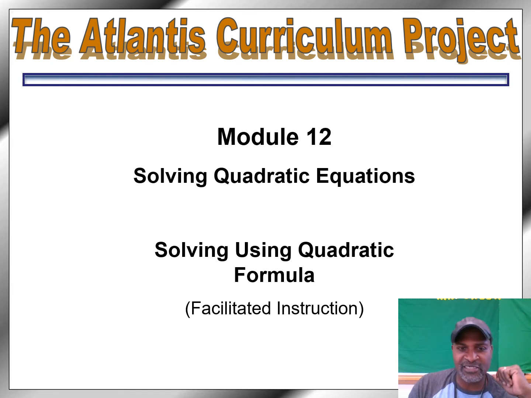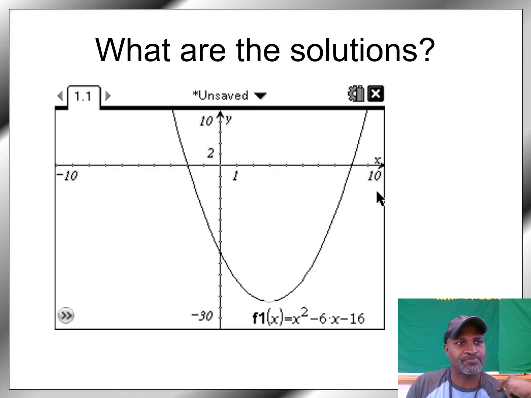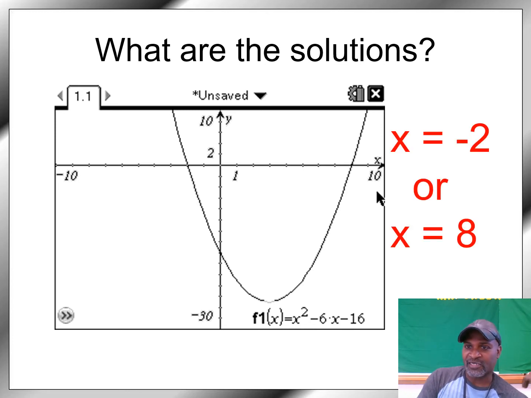Purpose of this lesson is to see how we can use the quadratic formula to solve quadratic equations. So looking at the slide here, we have the function graph f1 of x equals x squared minus 6x minus 16. Looking at the graph, what are the solutions or the roots or the x-intercepts? They are x equals -2 or x equals 8.